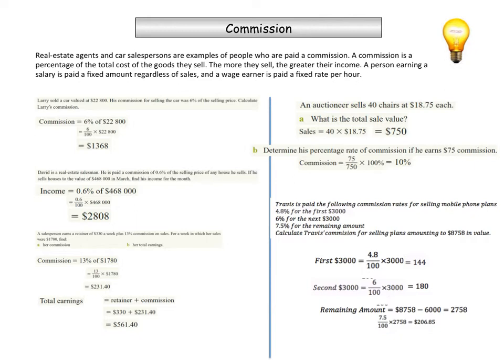So we're just doing the exact same thing again to find the commission that he earns for that last portion. But remember that the question is asked to find out how much commission he gets for the whole amount. So we need to make sure that we add them all up to find his total.